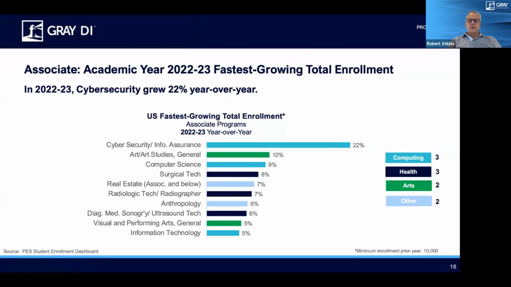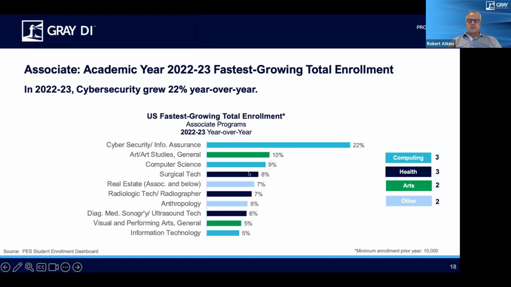We've still seen growth in computer science. In a way, that surprises me. I would have thought many of the students who go into computer science would end up in cybersecurity. But computer science is holding its own, up 9%. On the tech side, we also have information technology up 5%. Then we've had arts become a growth area recently. Here we see art studies general up 10% and visual and performing arts up 5%.